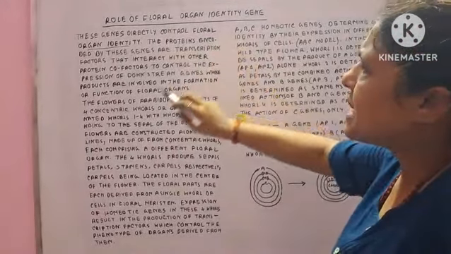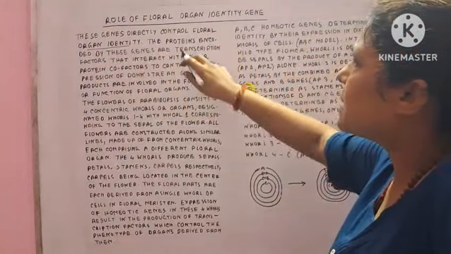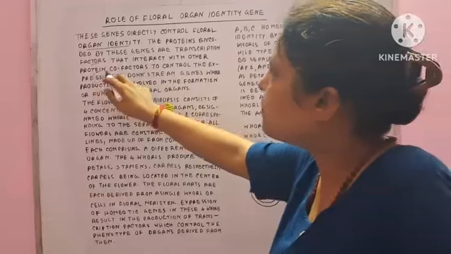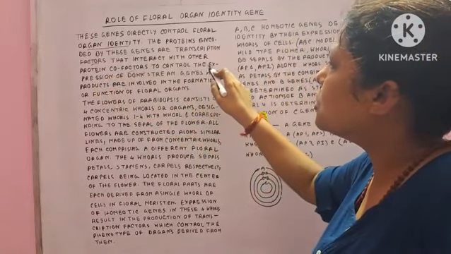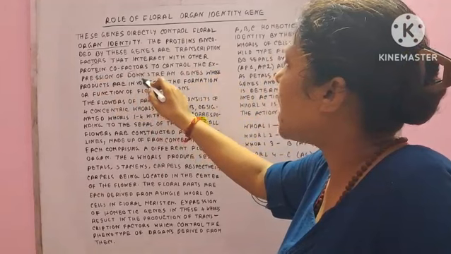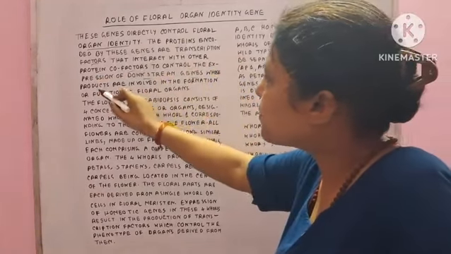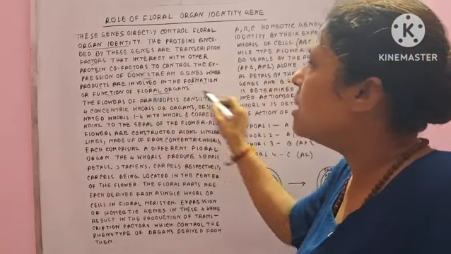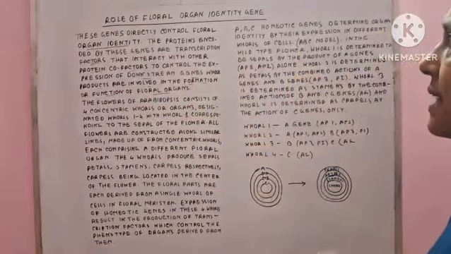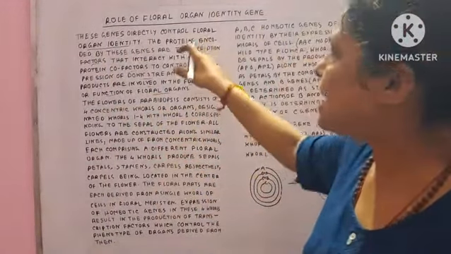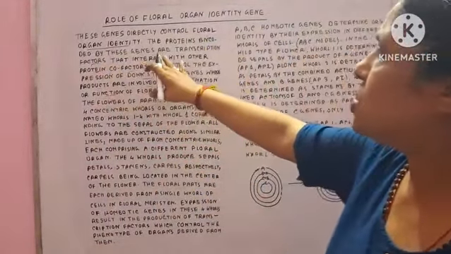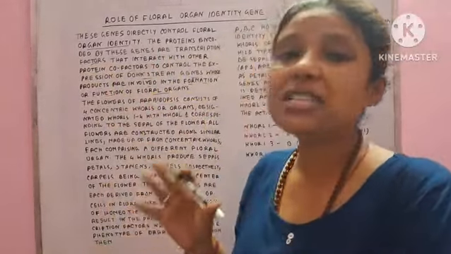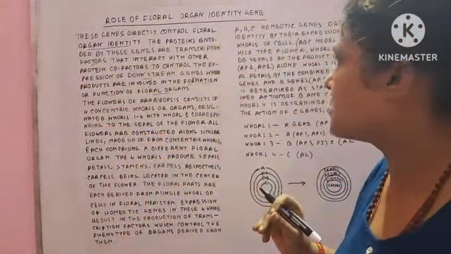The proteins encoded by these genes are transcription factors that interact with other protein cofactors to control the expression of downstream genes, whose products are involved in the formation or function of the floral organs. So what is it saying? First of all, the proteins encoded by the genes are transcription factors. So the main important proteins are the transcription factors.